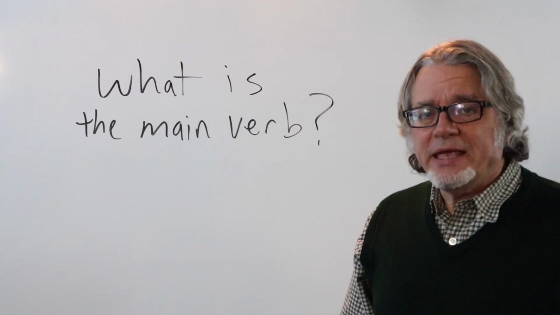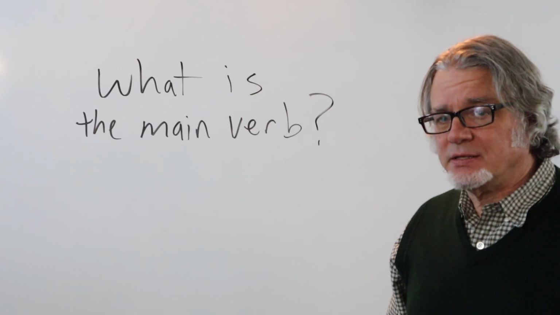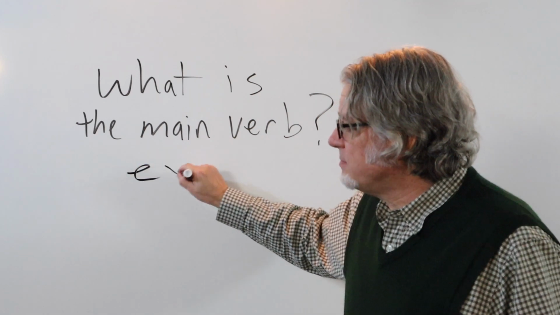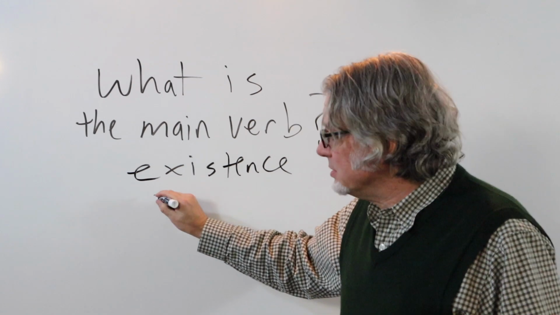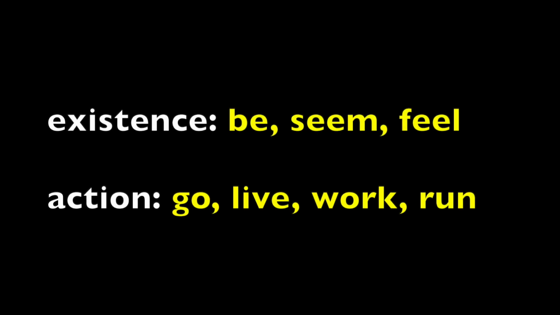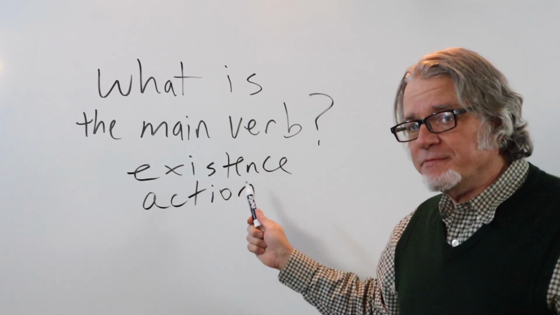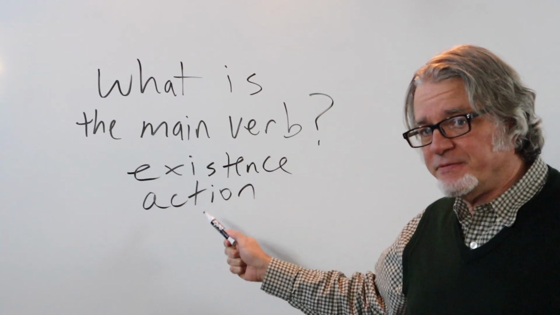What is the main verb? The main verb is one word in the sentence that expresses some type of existence or action. When looking at a verb phrase, it's important to identify the main verb.